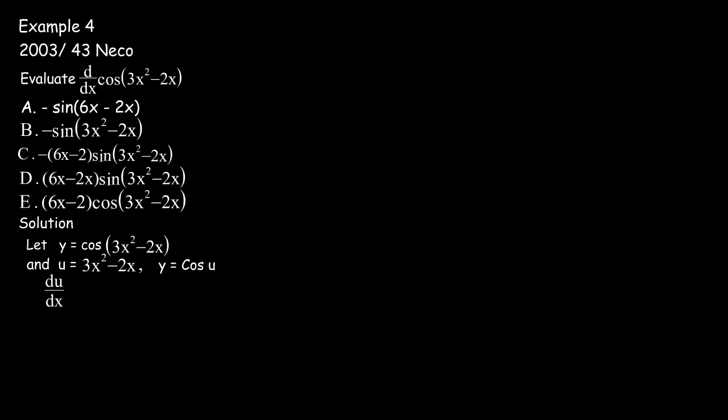Now du over ds will be equal to 6s minus 2, because differentiating 3s squared gives 2 times 3, which is 6, and moving on from the power we are left with s. Differentiating 2s gives 2, so 6s minus 2.